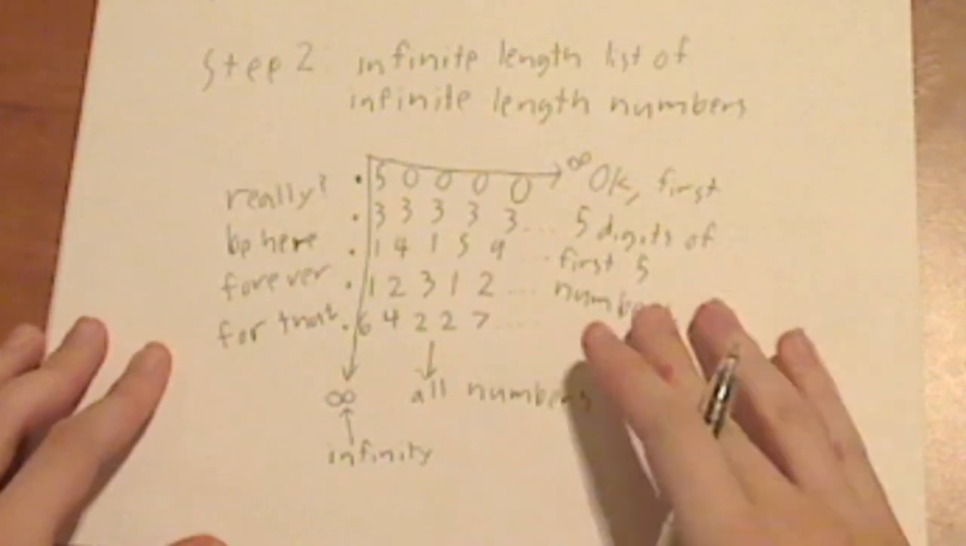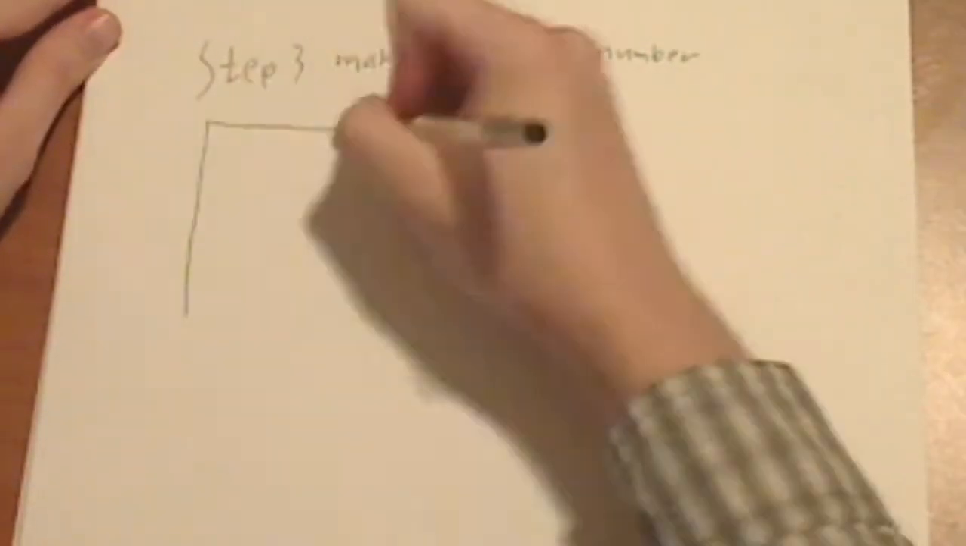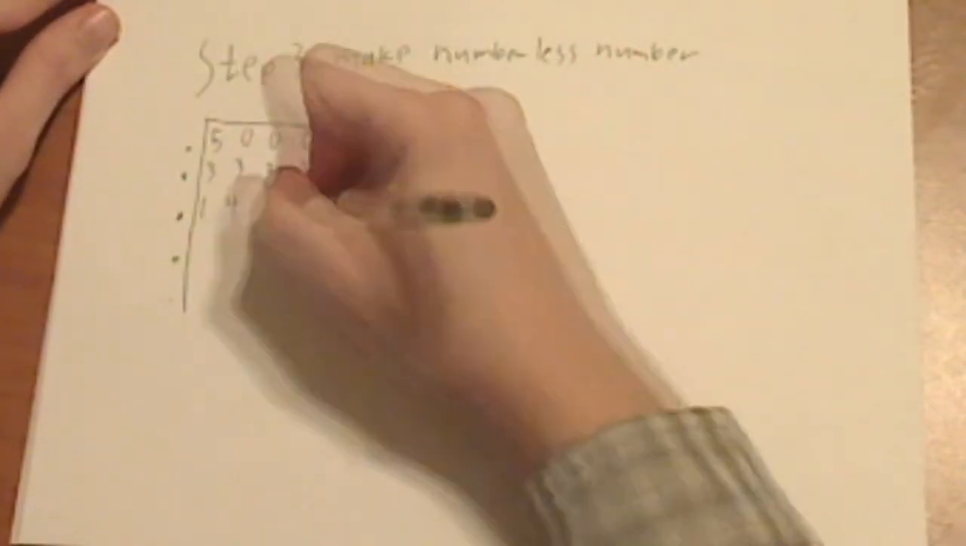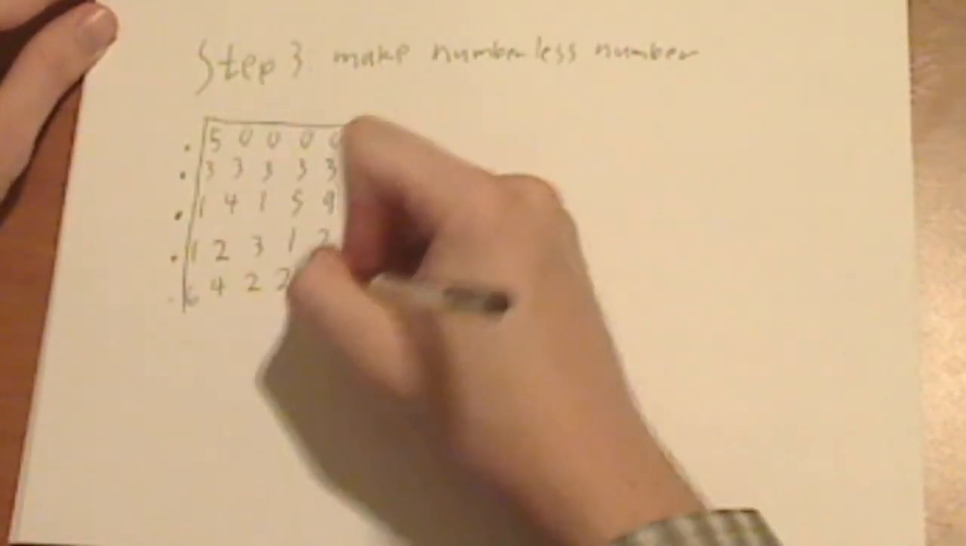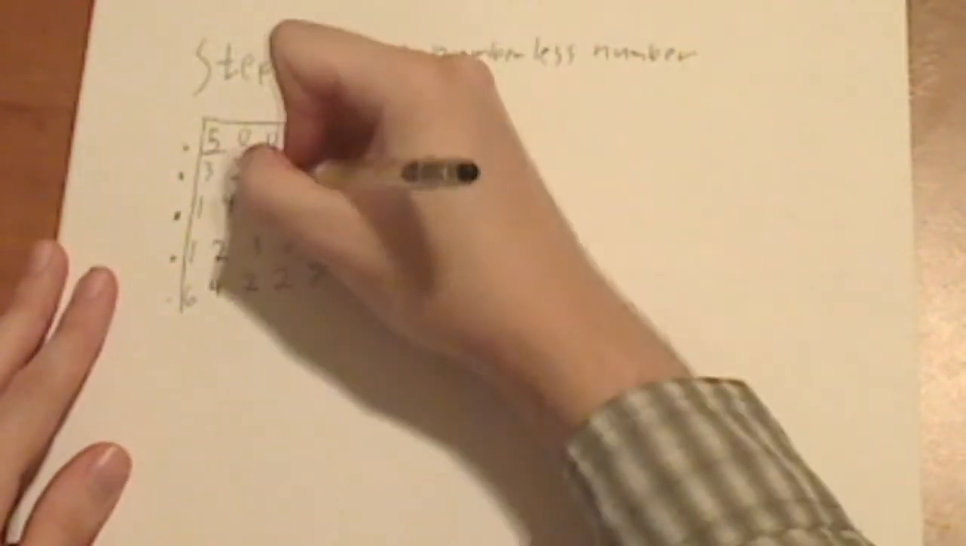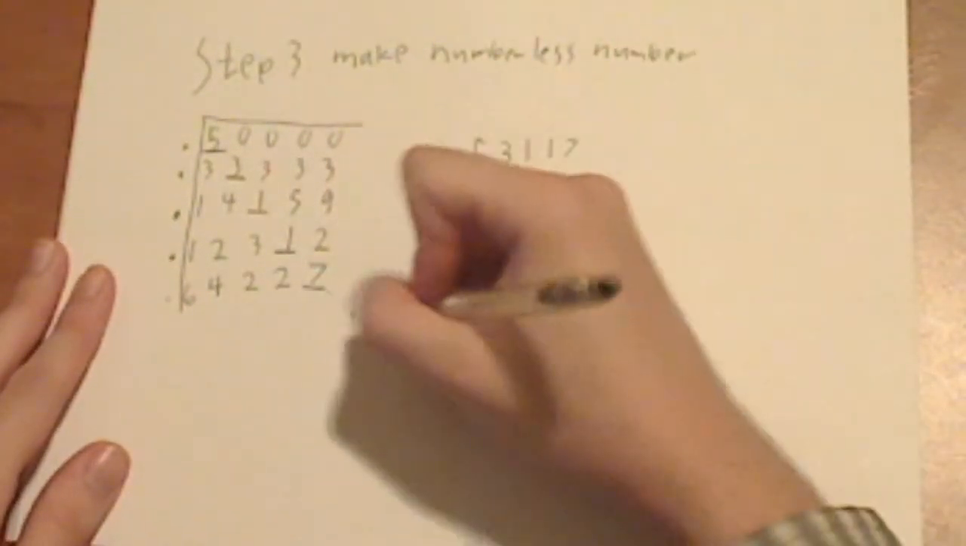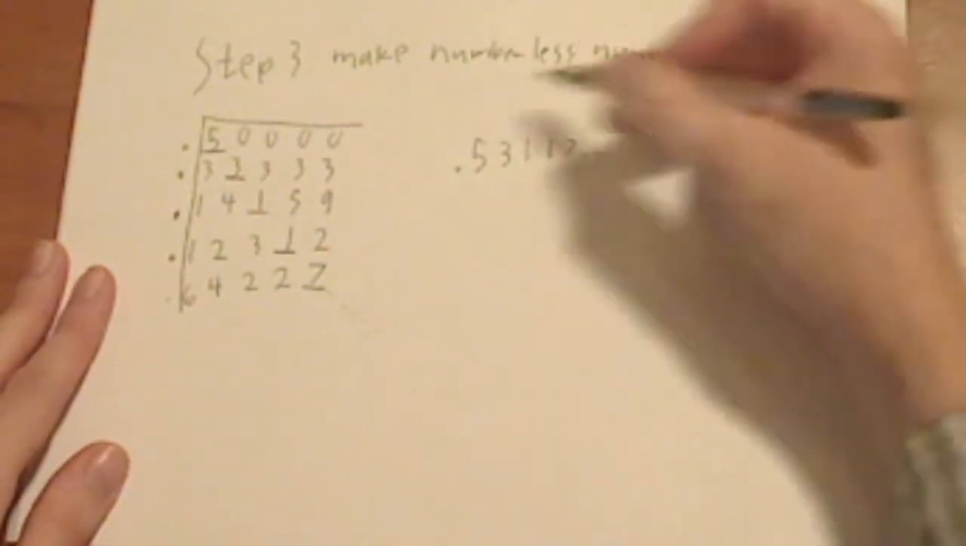Step 3 is to create our numberless number. To do this, we put together the first digit of the first number, the second digit of the second number, the third of the third, and so on. This gives you an infinite length number that includes one number from every single number that exists. In our case, the number starts with 0.53117.